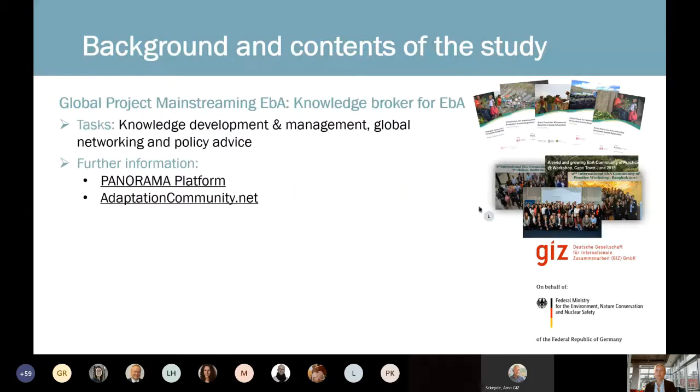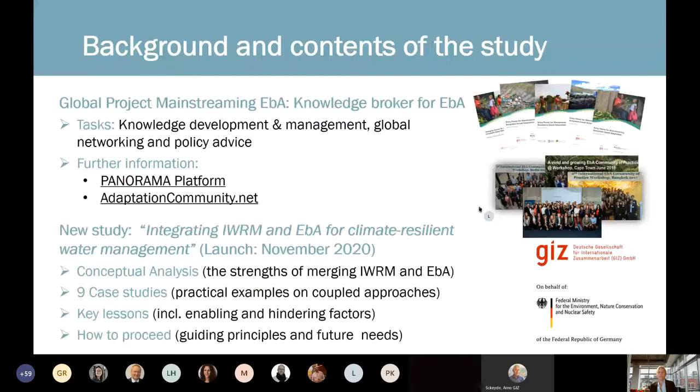So why actually this study? The study was developed to foster knowledge generation on integrated thinking from a water, environment and climate perspective, as integrated thinking is so hard to achieve with these silos that still exist between the different sectors, and in this way to safeguard global water resources in the face of climate change. It starts with a conceptual analysis of IWRM and EbA and the rationale behind merging the approaches. I will get back to this a little bit later.